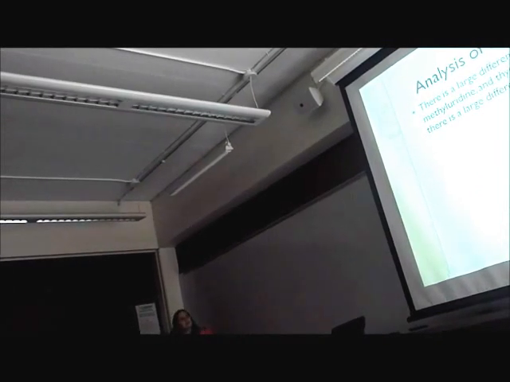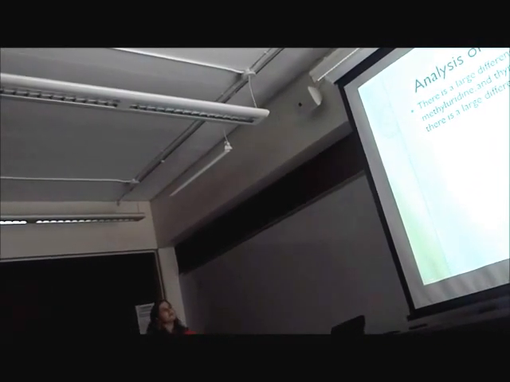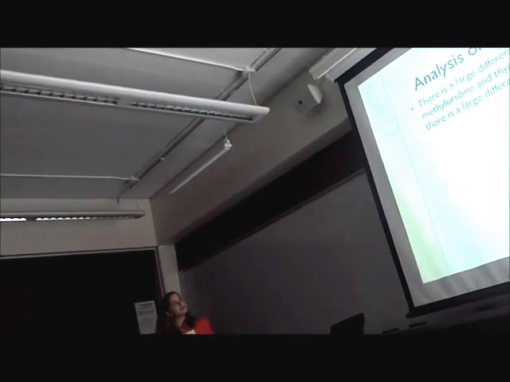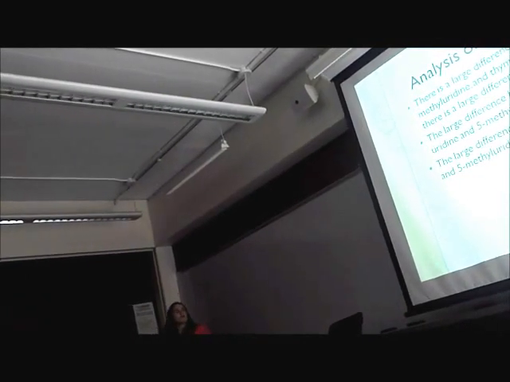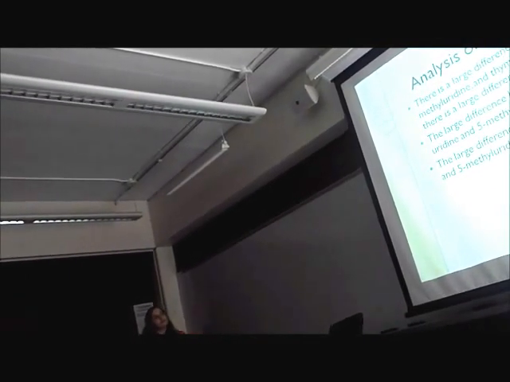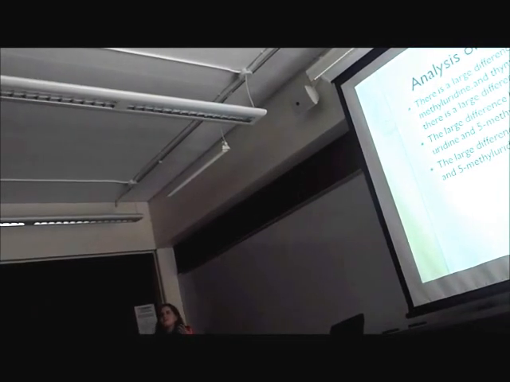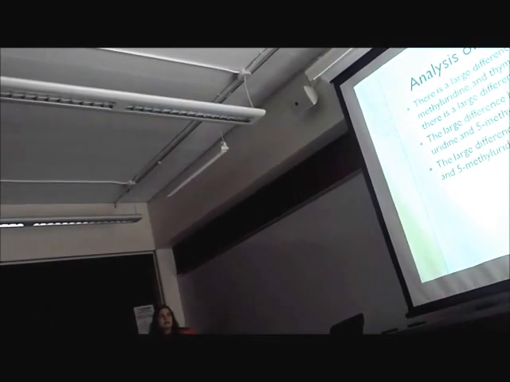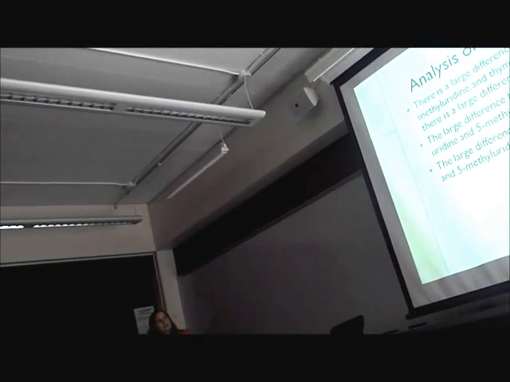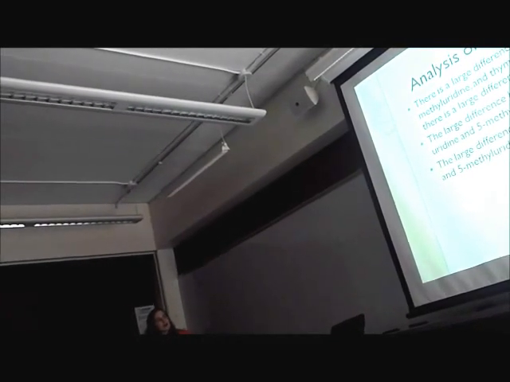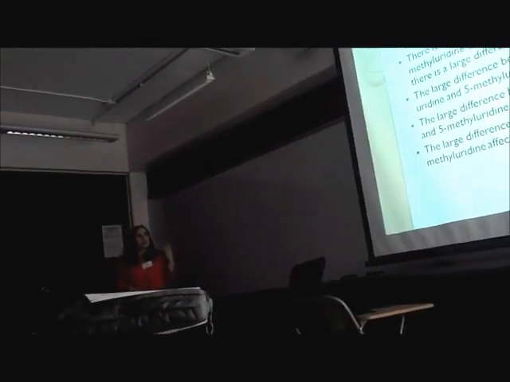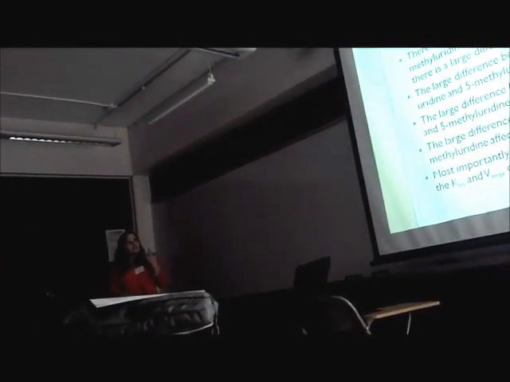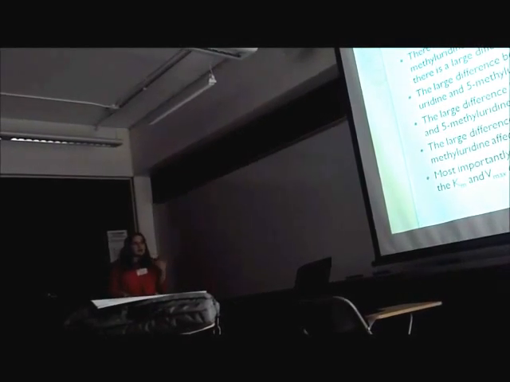Okay, so I'm going to summarize what you saw. There is a large difference between 5-methyluridine and thymidine catalytically because there's a large difference between their Vmax values. The large difference between the Vmax values of uridine and 5-methyluridine affects catalysis. There's a large difference between Km and Ks of thymidine and 5-methyluridine, and that affects binding. The large difference between the Vmax of thymidine and uridine, thymidine and 5-methyluridine affects catalysis.